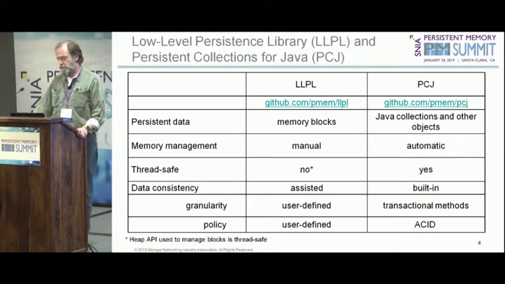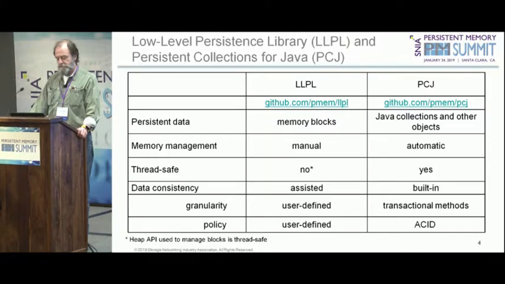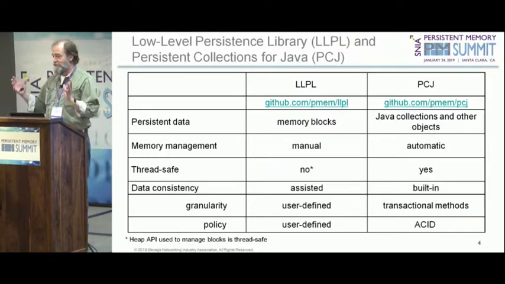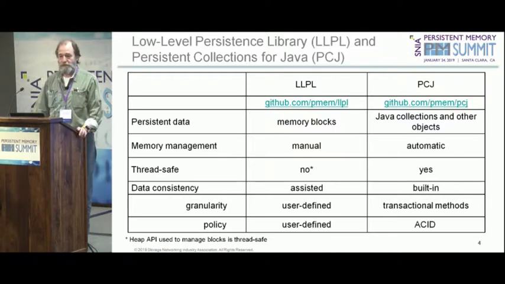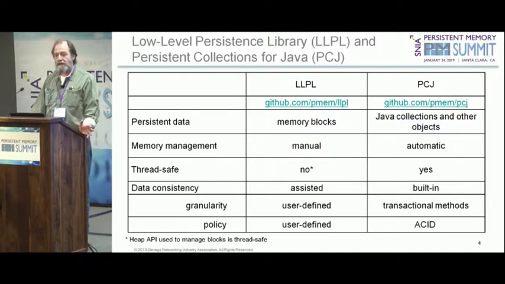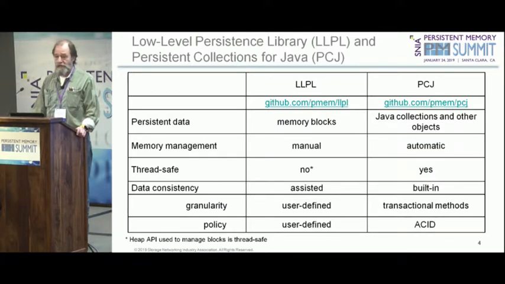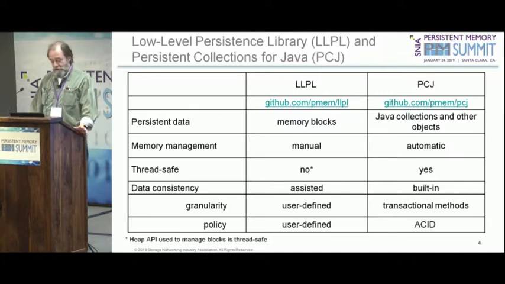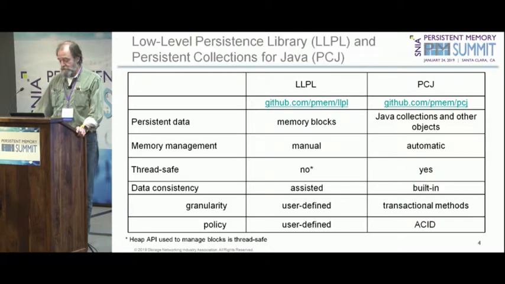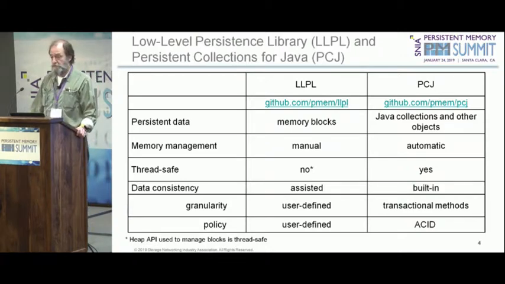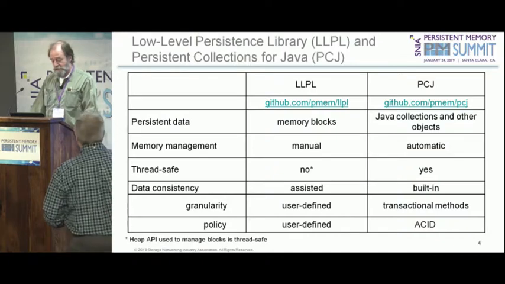Here are the two Java libraries we've put up on GitHub. They really represent the extremes in access to persistent memory. One is extremely low level. It's blocks of memory, unstructured bytes, and you're able to just set those bytes and read those bytes. That's LLPL. Persistent collections for Java is just the opposite. It's high-level Java objects that reside on persistent memory, and other than that, they behave like Java objects. You can see some of the properties that are different here. In particular, one is manually memory managed, LLPL, and the other is garbage collected.